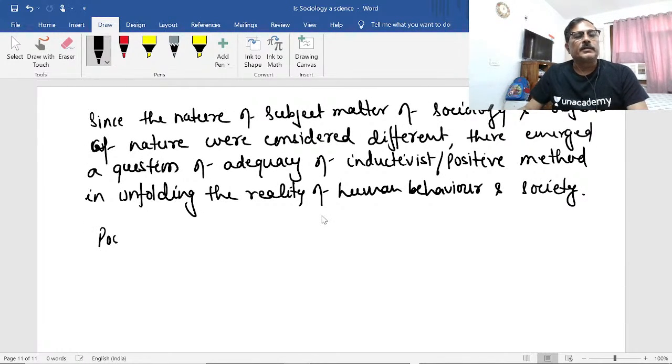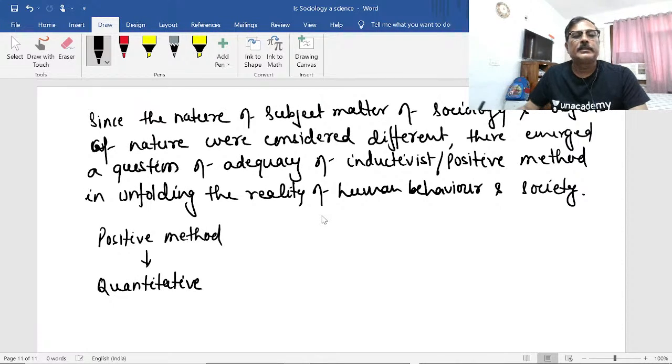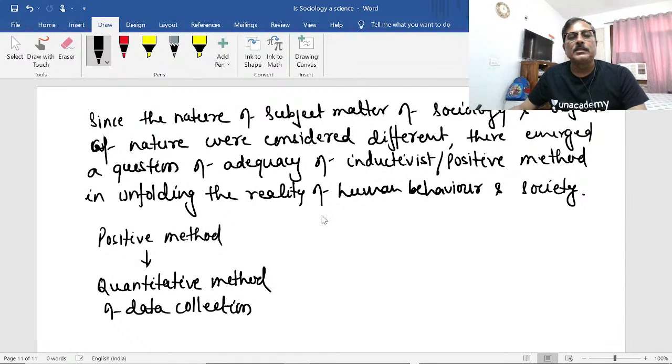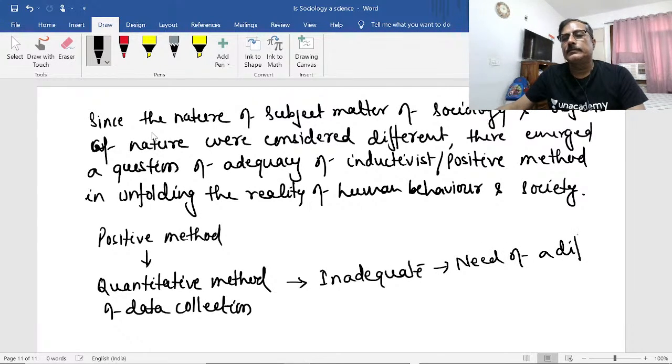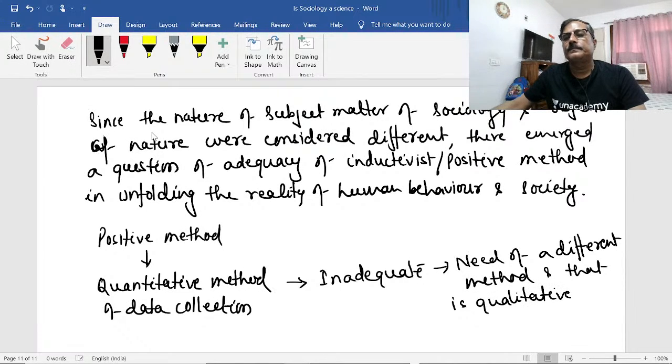So when you look at the positive method, it uses quantitative methods of data collection, right? This was considered inadequate, and therefore the need for a different method, and that is the qualitative method or interpretative method, right?